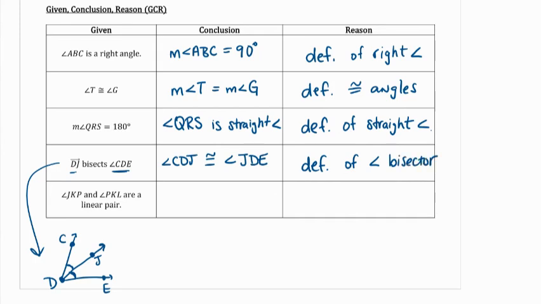Okay, all right, then our last one: angle JKP and angle PKL are a linear pair. So remember, we said a linear pair means they're next to each other and they make a straight angle. So if I know that they make a straight angle, then I know they add up to 180 degrees. So I can say the measure of angle JKP plus the measure of angle PKL equals 180 degrees. And that comes from our linear pair postulate.